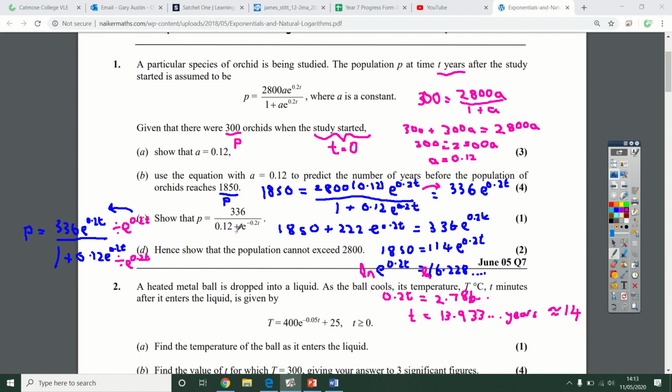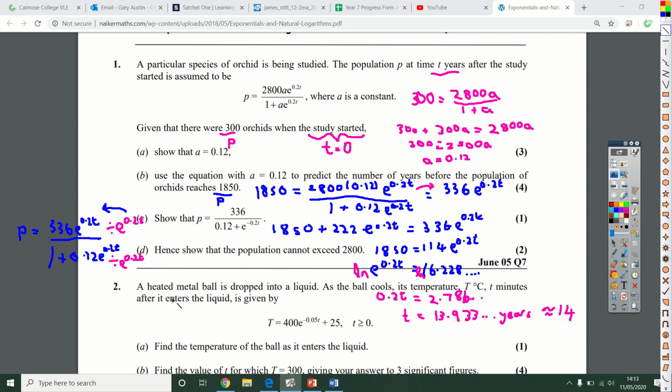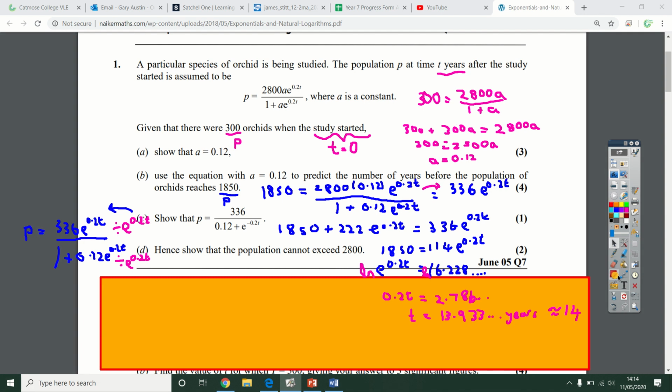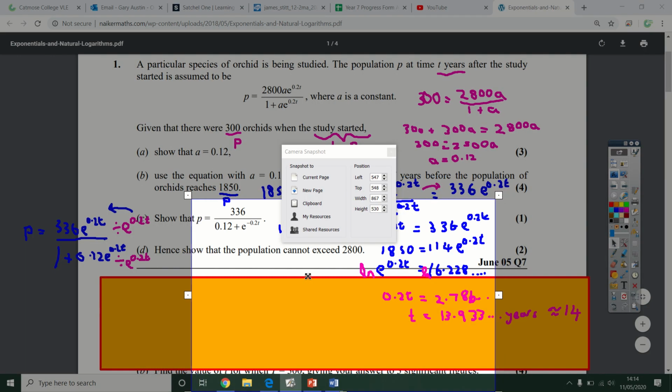Now, it's helpful to write our formula in this way because of the next part. It shows a limiting value on P. So hence show that the population cannot exceed 2,800. Well, I'm going to draw a box, since I've got more space first, and then I'm going to copy this formula down below.